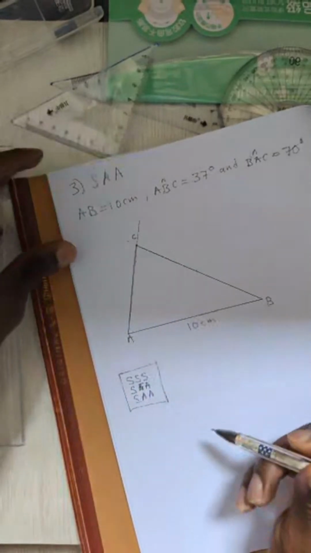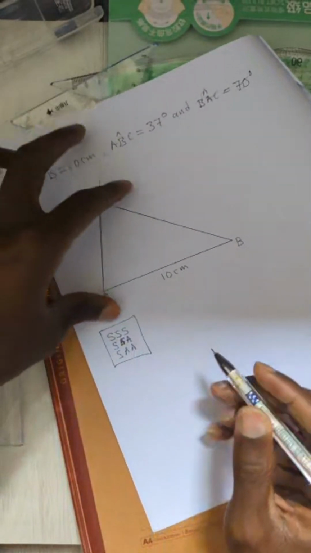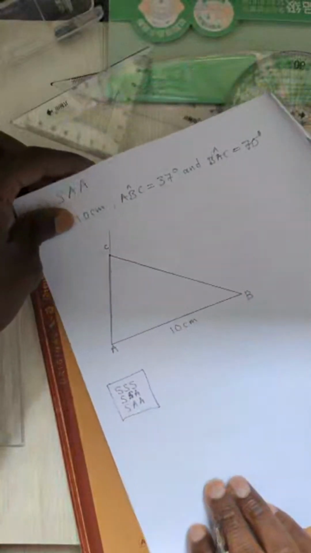So next we look at a quadrilateral. Let me use a fresh page.